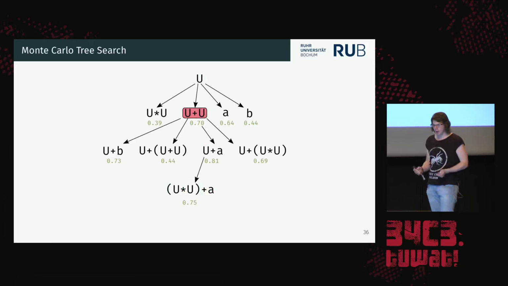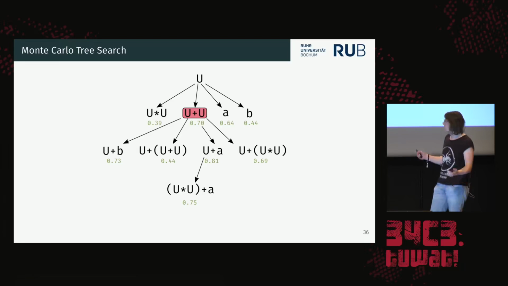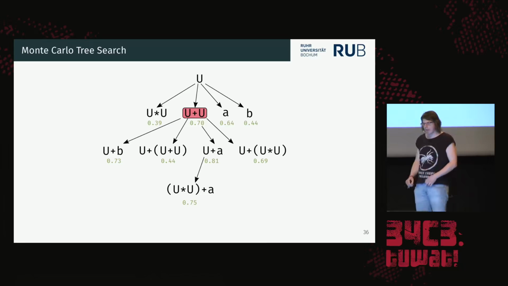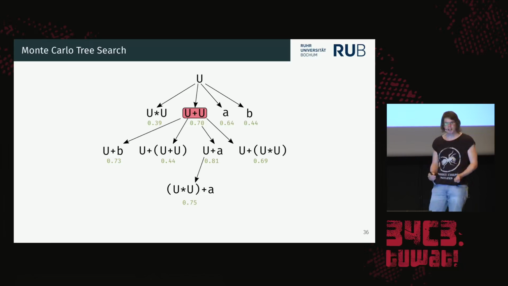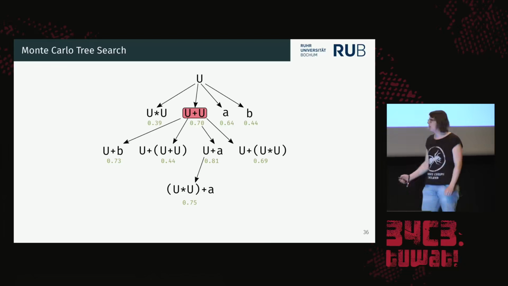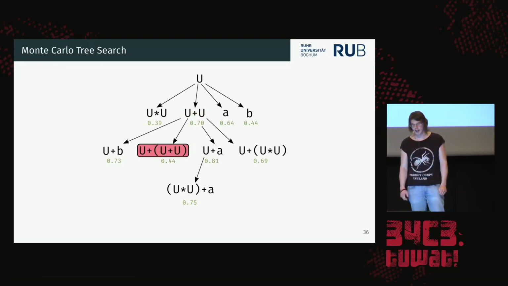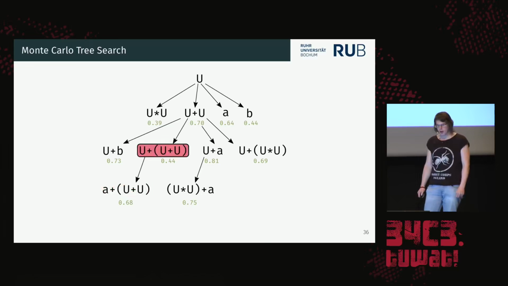As you can see, we always explored this area more than that. The reason is that U plus U seems way more promising than U times U. However, we just have some probabilistic behavior. That means we sometimes also explore different ways just to find out if we might miss something. So in this case, we would normally choose U plus A again, but we just decide to do that. We do a playout, we give it a score, and well, it wasn't really good.